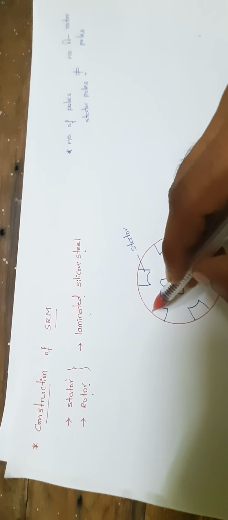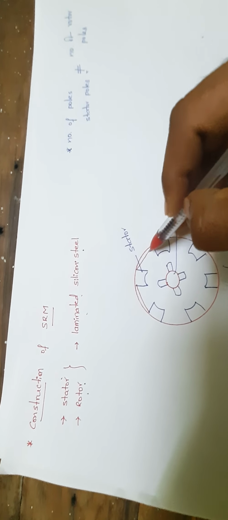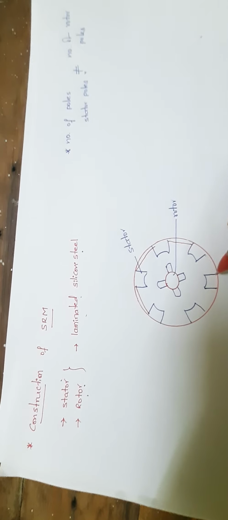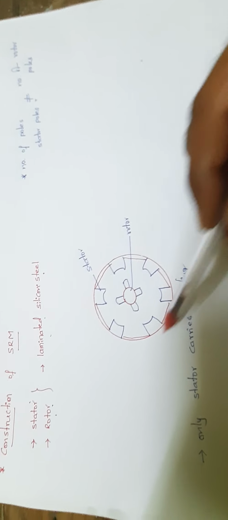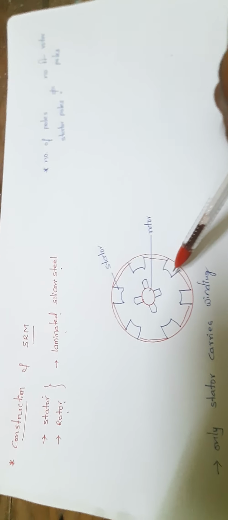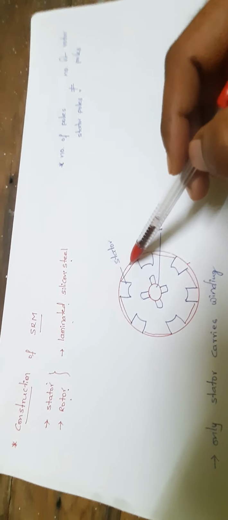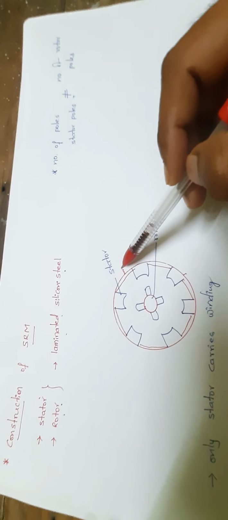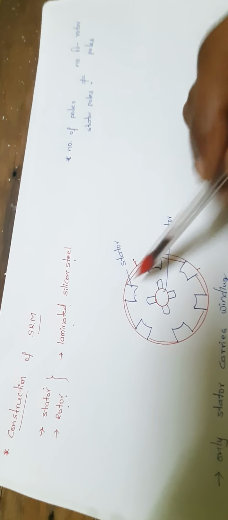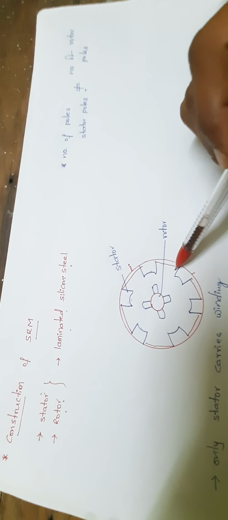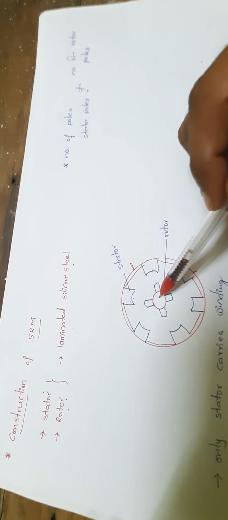Here I am showing the stator part. This is the yoke, the outer frame of the machine for protection, and this is the stator core. And this is the rotor part.